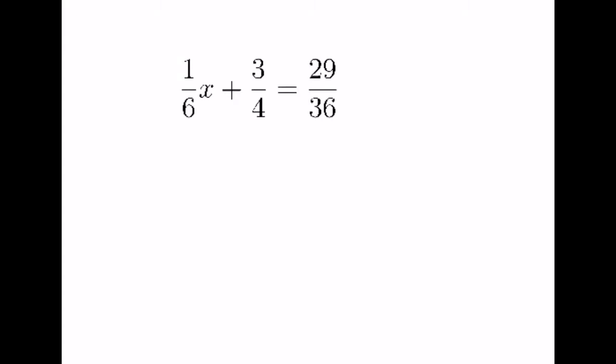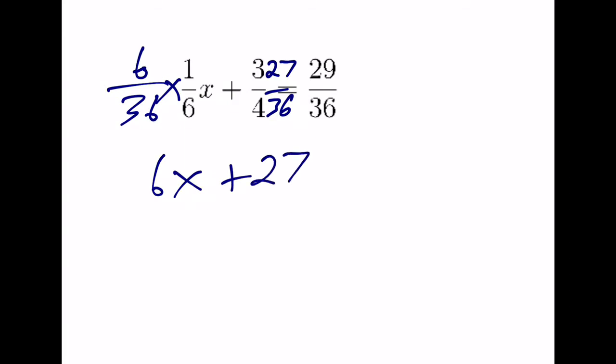Next up, we see sixths, fourths, and 36ths. They all will multiply to make 36. So if we change 1 over 6, multiply by 6, and we get 6 over 36x. And here if we multiply by 9, we have 27 over 36. So multiplying the entire thing by 36, we are left with 6x plus 27 is equal to 29.